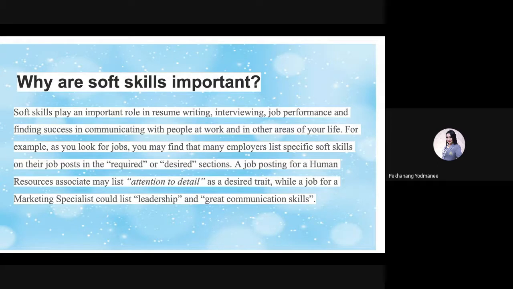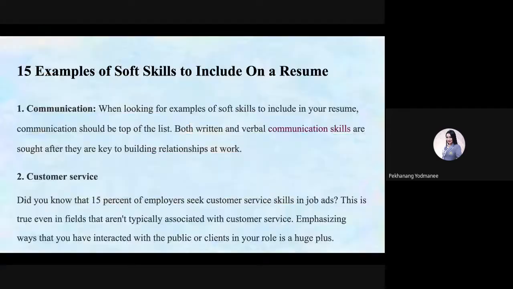Why are soft skills important? Soft skills play an important role in resume writing, interviewing, job performance, and finding success in communicating with people at work and in other areas of your life. Okay, for this one, we talk about the basics of the resume and why soft skills are important. So I hope you just know about this.